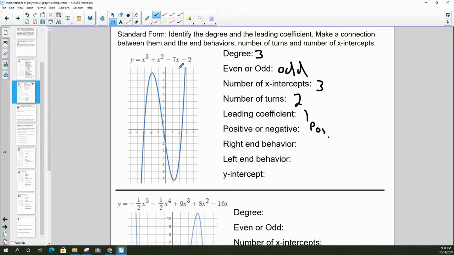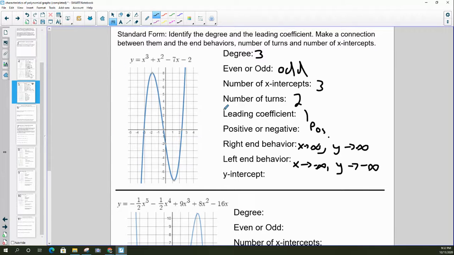Here the end behaviors are going in different directions. So the right end behavior, as x approaches infinity, what is y doing? y is approaching infinity. The left end behavior, as x approaches negative infinity, in this case, y is approaching negative infinity. So now the end behaviors are opposite.